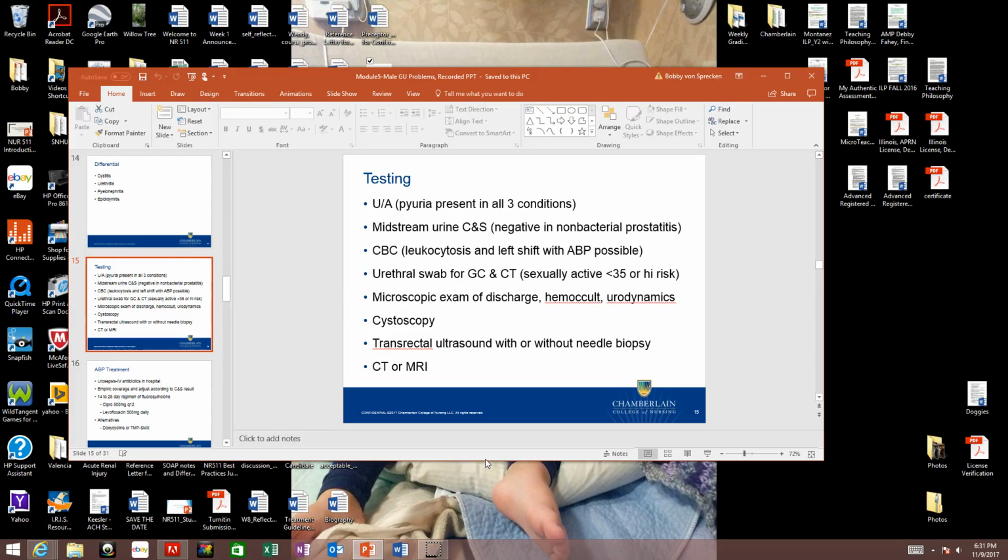For diagnostic testing, we'll start with a urinalysis, and it will show pyuria will be present in all three conditions. Midstream urine culture and sensitivity, which will be negative in non-bacterial prostatitis, a CBC, leukocytosis, and left shift may be seen with acute bacterial prostatitis, a urethral swab for GC and CT, in men under 35 who are sexually active or men greater than 30 who engage in high-risk sexual behavior. Microscopic examination on any discharge secreted during the exam.